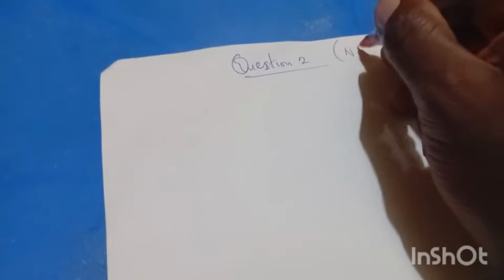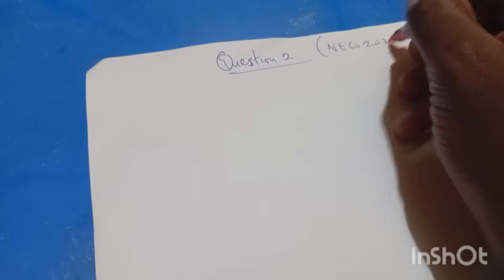So we are going to question 2 of physics practical NECO 2025. It's all about ray box, and we don't need to struggle with the diagram. You will have seen the diagram in our short. So the only thing we need to do now is to go straight to the point.